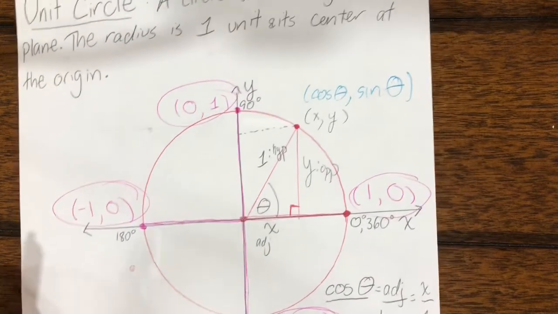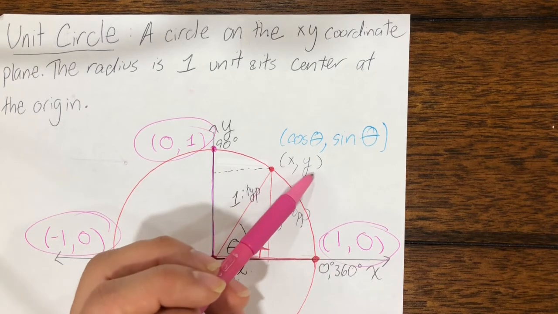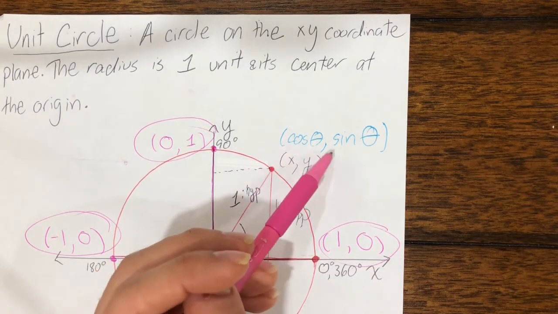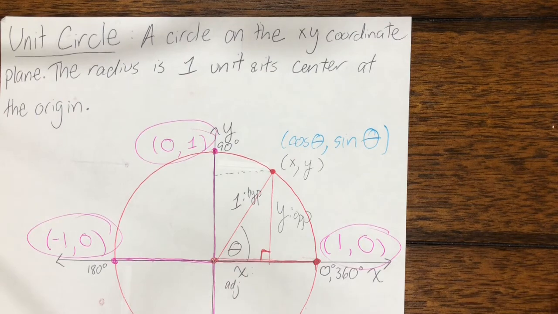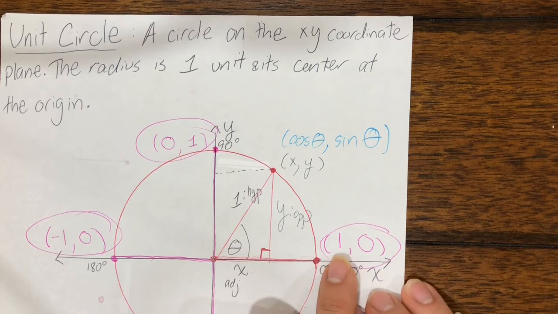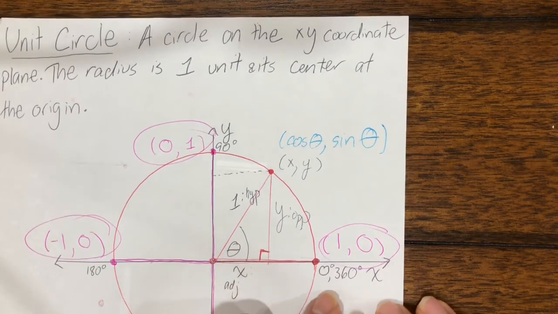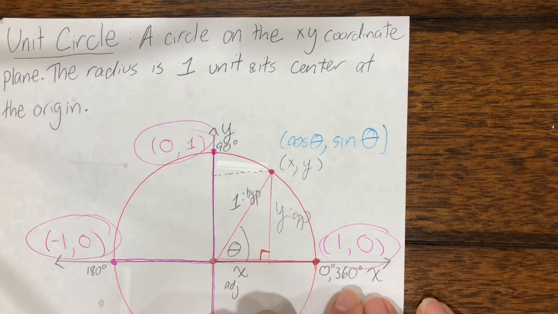And if you recall earlier, we discussed how x, comma, y could be substituted as cosine theta, comma, sine theta. So let's say I'm evaluating cosine of 0 degrees. All I need to do is look at the x coordinate at that point to evaluate cosine, and we see that it's 1. So cosine of 0 degrees is 1. And the same thing if I were to do cosine of 360. Cosine of 360 would be 1.